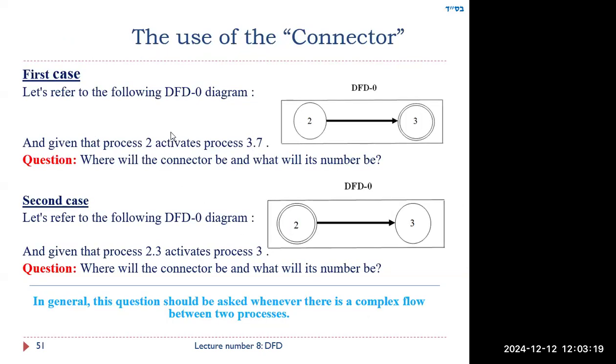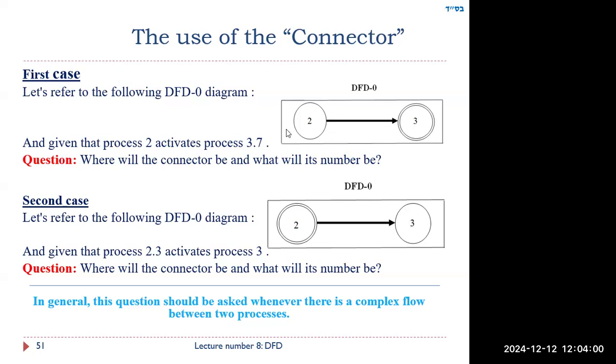First case, let's refer. So here we have a case like this. This is where 2 talks to a complex one. Given that process 2 activates 3.7, where will the connector be and what will this number be? So it'll be in 2 places actually. In DFD 2, won't I have to explain? I'll have to have an arrow. DFD 2 I'm not going to explain anymore. That's it, it's basic. So there's nothing more to explain. So DFD 2, I'm not ever going to explain DFD 2, so it'll look like this.